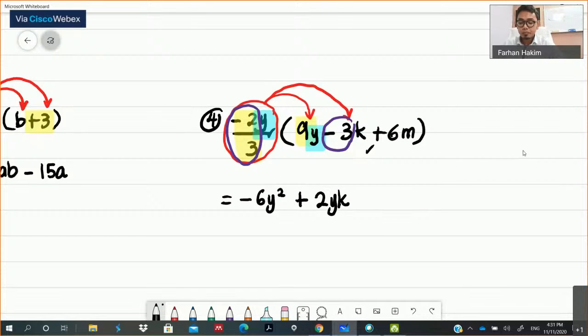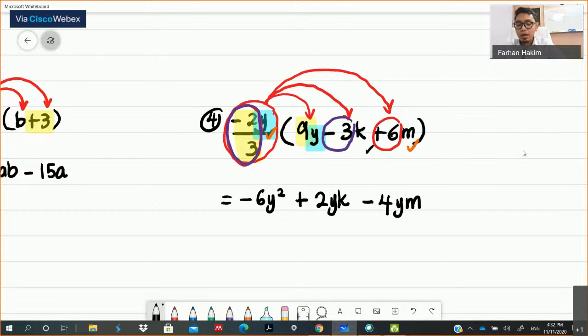Last one, we have to multiply together with these. Meaning to say that we want to multiply negative 2 over 3 together with the positive 6. So we'll have negative 2 over 3 multiplied with the positive 6, so we'll have negative 4. And we have the variable y and m, so the variable should be ym.